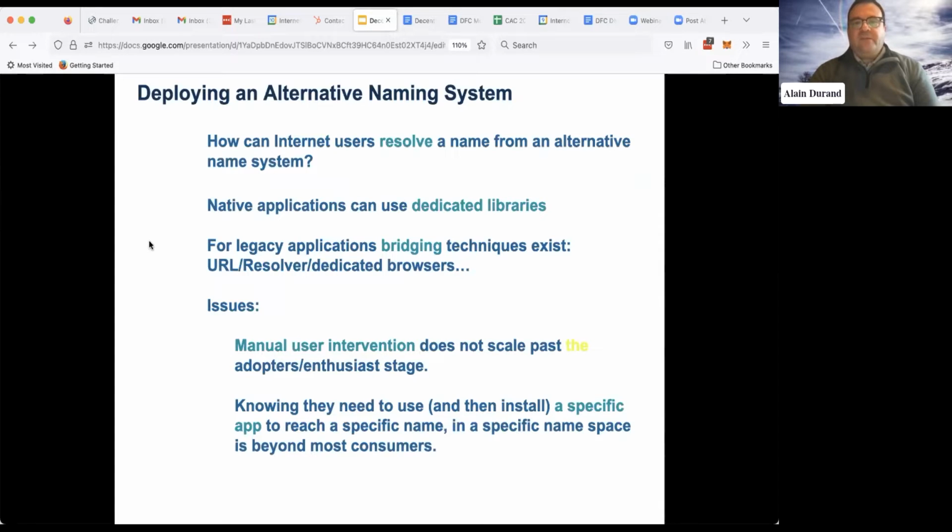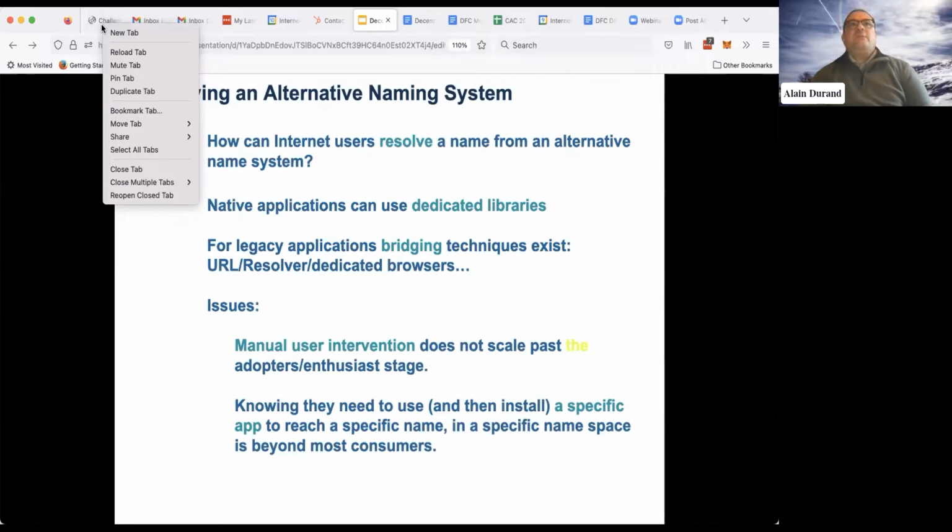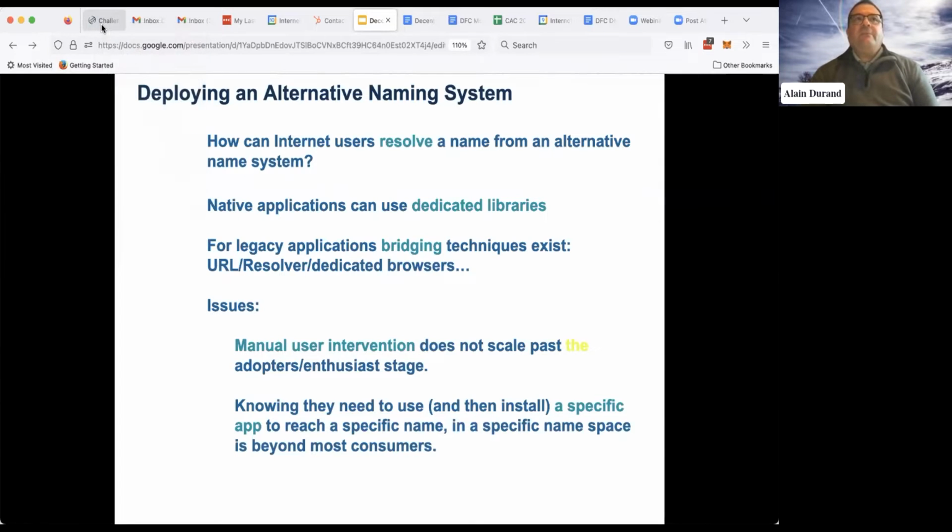So when you're deploying those alternative namespaces, if you're dealing with a name that you're buying and creating your own environment with it, there are technical challenges, but that's fairly easy to do. The question is, how can internet users resolve those names? And how can they reach you? You can build applications for them using some dedicated libraries, and there are a number of libraries existing for different programming languages on the market. Or what about legacy applications? Well, bridging techniques do exist.